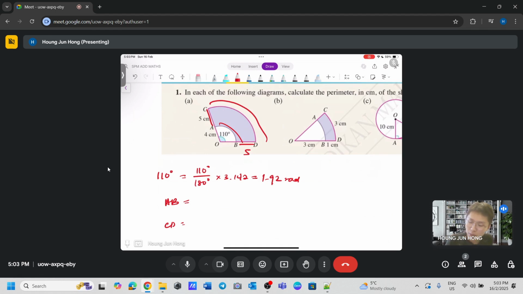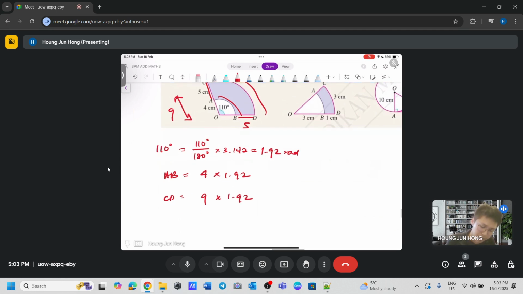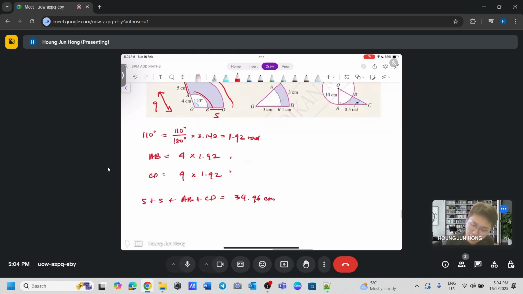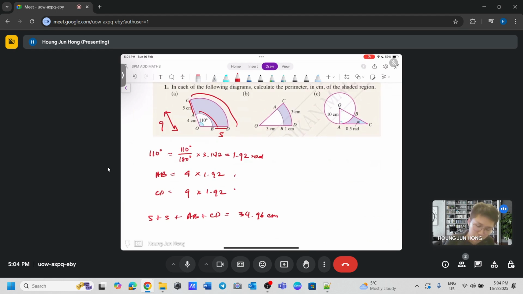AB is the smaller one, so just 4. CD is the larger one, so it should be 9 because 4 plus 5 is 9. So 9 cm here, 9 times this. After that, you just have to add them together: 5 plus 5 plus these two, AB plus CD, and you will be able to get 34.96 cm. That's it.